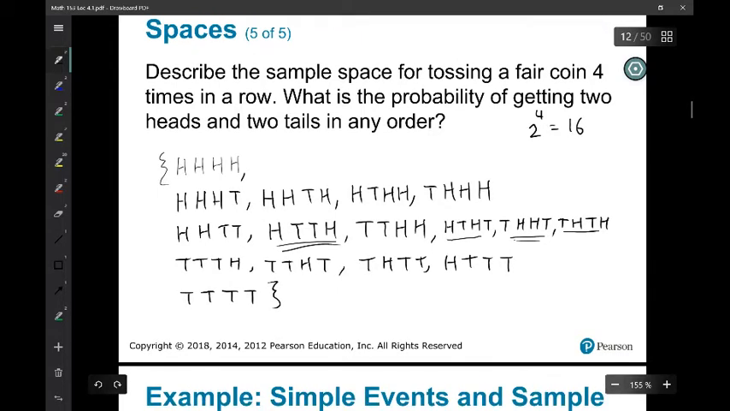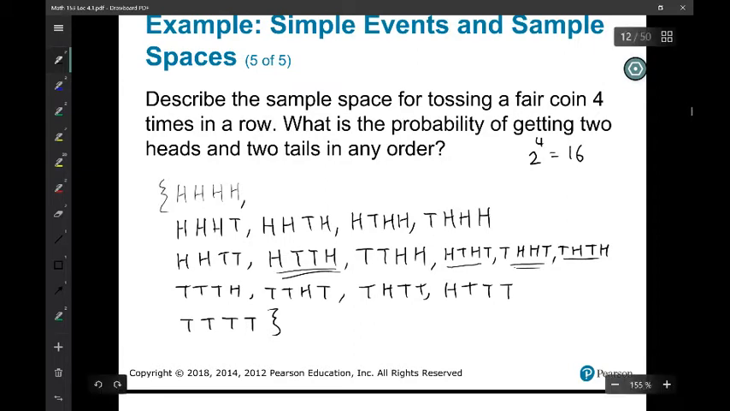Good. So what is the probability of getting 2 heads and 2 tails? Well, the probability of getting 2 heads and, let me write out, 2 tails would be, alright, count up this row here.